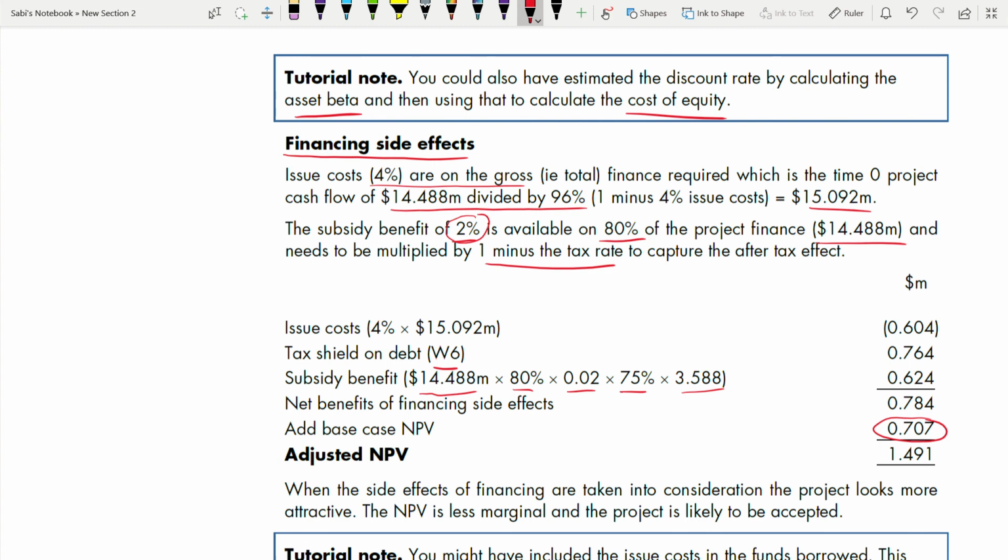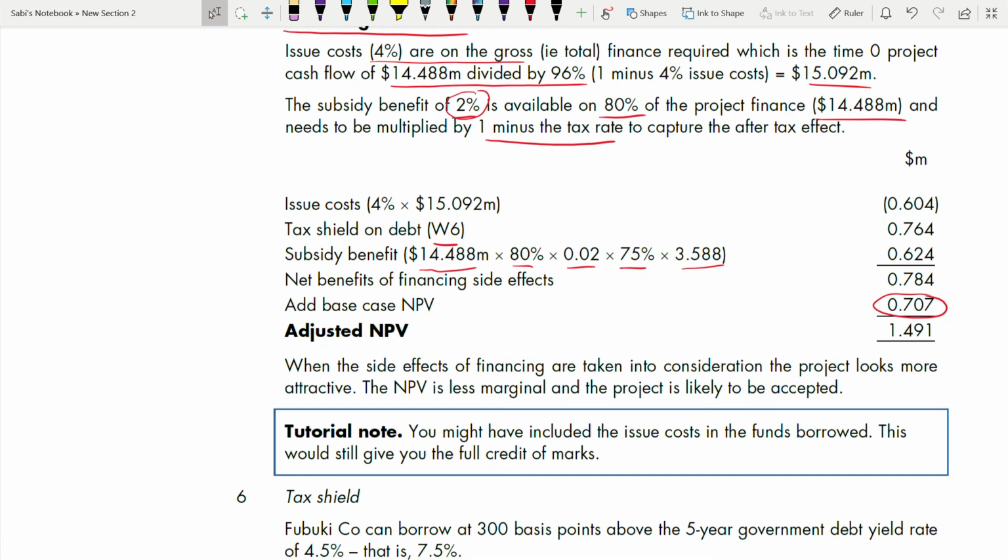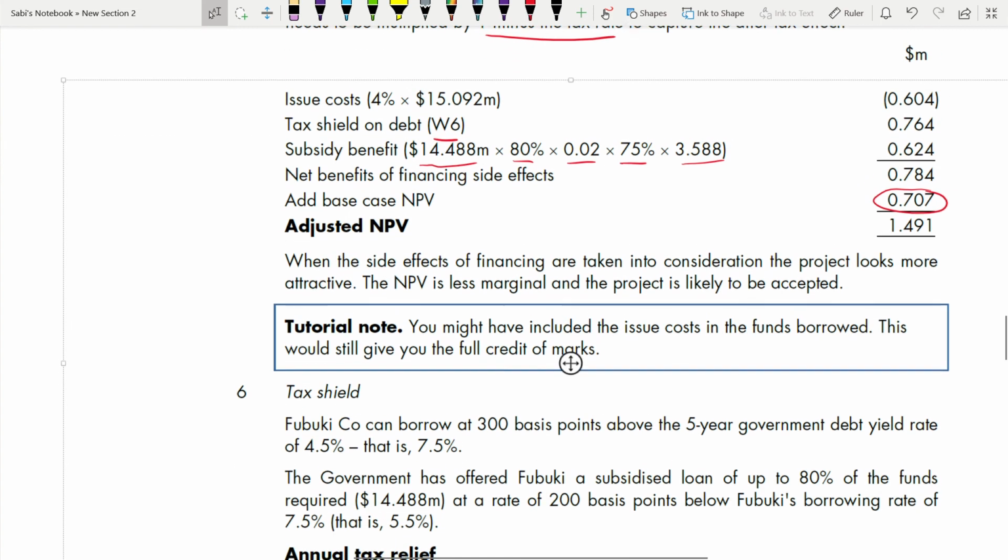Now we are going to the tax shield. Before that, let's read the notes. When the side effects of financing are taken into consideration, the project looks more attractive, net present value is less marginal, and the project is likely to be accepted. You might have included the issue cost in the funds borrowed. This would still give you the full credit for marks. Tax shield.